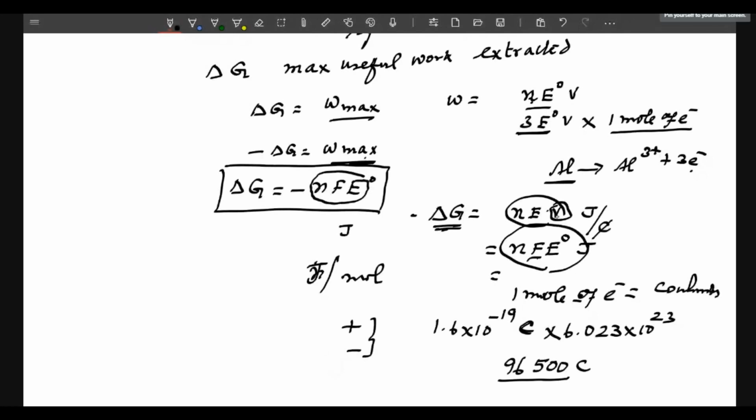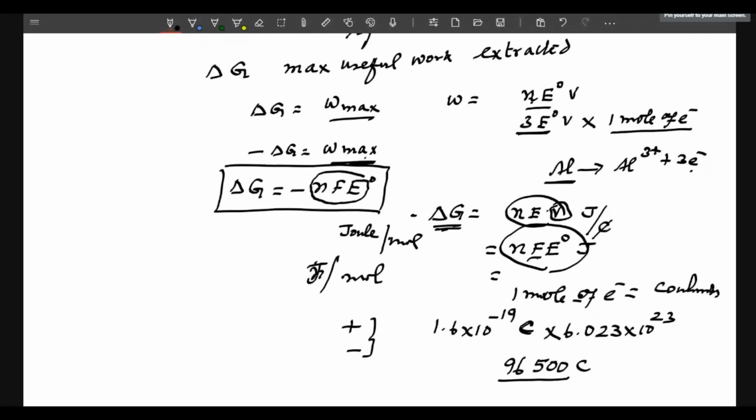The unit for this is a joule, an energy unit, and this is per mole. Voltage is for a 1 coulomb charge. Now we are converting into joules, therefore you are multiplying with this.